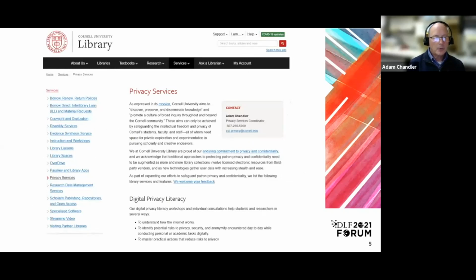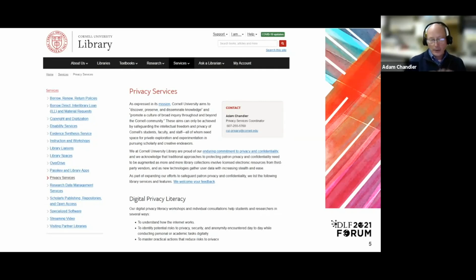Out of this work emerged four public-facing services. Two of them are managed by Eliza: digital privacy literacy and privacy consultations. A third one is our library public computing, our public library machines that you can walk up to and use.